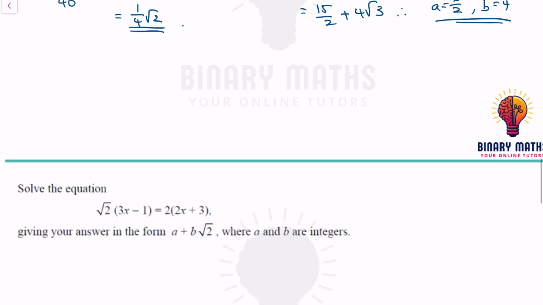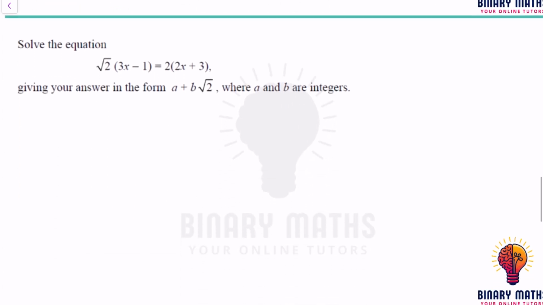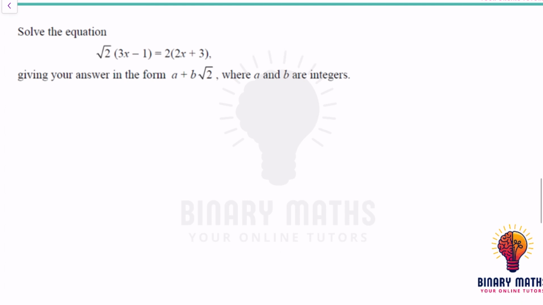Okay, now one example where we're problem solving. So we've got this equation and we need to find the answer in the form A plus B root 2. The first thing I'm tempted to do is expand the bracket. So if I expand the brackets, I get 3 root 2 x minus root 2 is equal to 4x plus 6. Okay, when I see this equation in front of me, I need to collect all the x's to one side, all the numerical values to the other side.